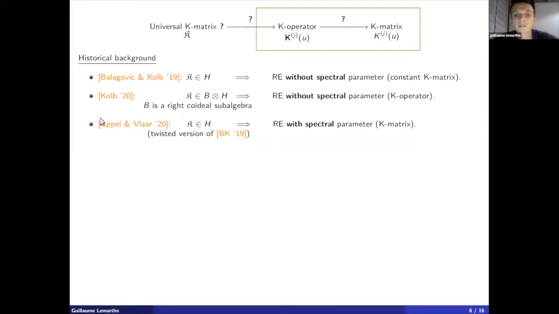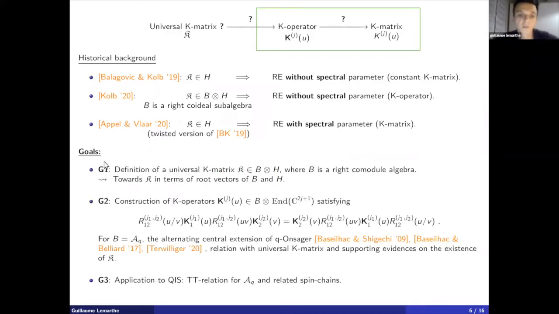And as seen last Friday, Appel and Vlaar defined some universal K matrix in one leg, so that they obtain K matrices with spectral parameters. Okay, so here we have several goals. We want to define a universal K matrix in B tensor H, so a two-leg one, but here B would be some comodule algebra. Then we want to construct some K operators for any spin j that satisfy, obviously, the reflection equation, so this one.